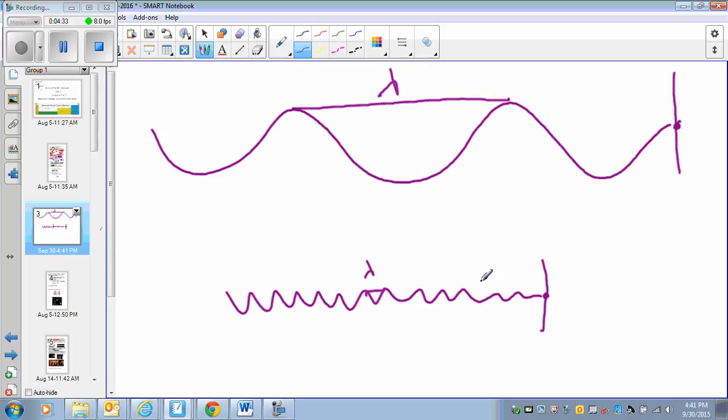So as you see that the frequency is inversely proportional to the wavelength, like they're opposite. It's a seesaw relationship. If one goes up, the other goes down. So it's a seesaw relationship. The wavelength is inversely proportional to frequency. Inversely means opposite. One goes up, other goes down.